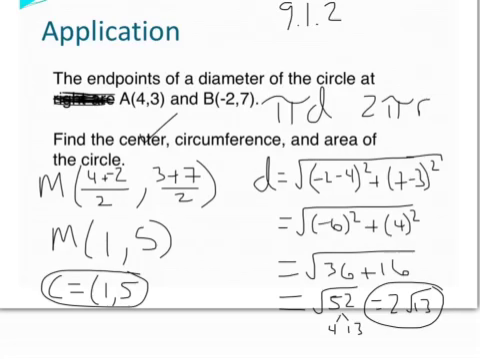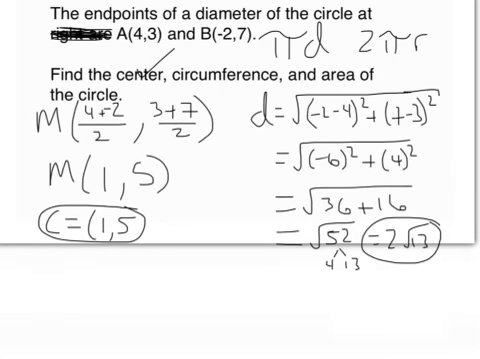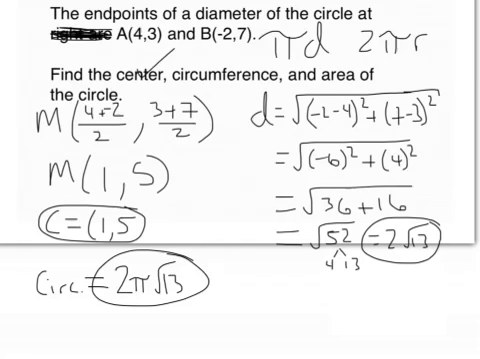Well, if that's my diameter, now we can find out what our circumference is. Our circumference is going to be pi times that diameter. So our circumference will be pi times 2 root 13. We'll write something like that. Now we can plug this into our calculator to get an approximate answer of 22.65. Let's find our area now.